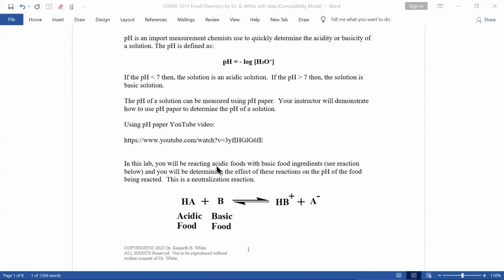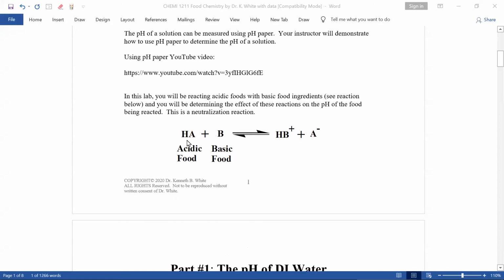Now, in today's lab, you're going to be determining the pH of certain foods that are acidic or basic, or you're going to react them. Now, HA is the standard way of writing an acid. B is the standard way in chemistry of writing a base. So if we have an acidic food and a basic food, it's in equilibrium. And for the stuff we're working with, the equilibrium will shift this way, mainly to the right. The KEQ is quite high.